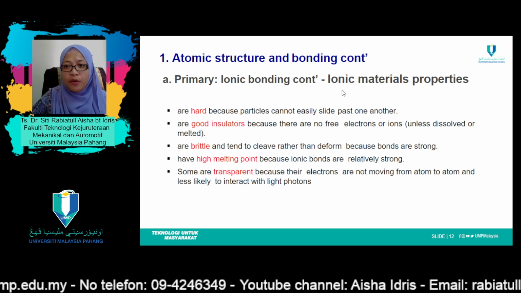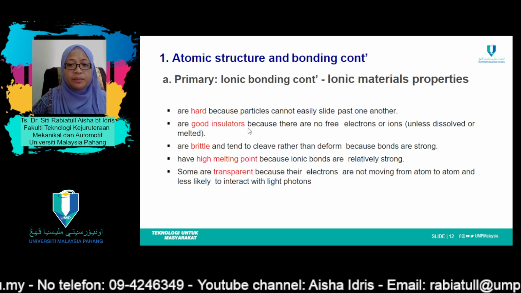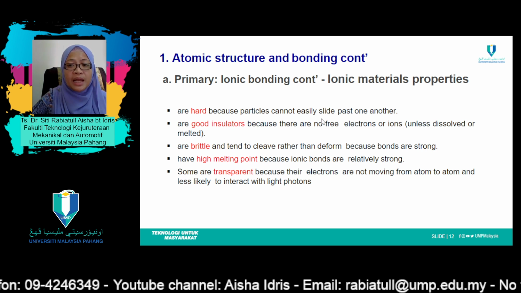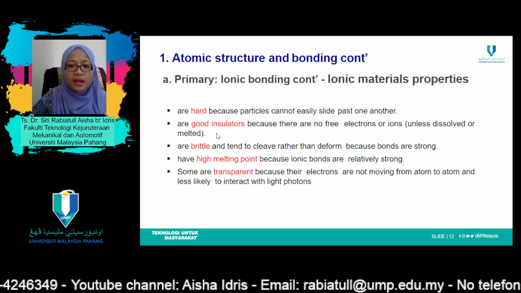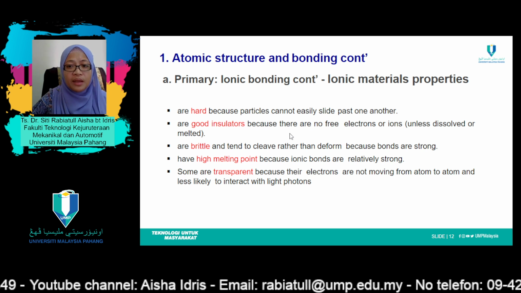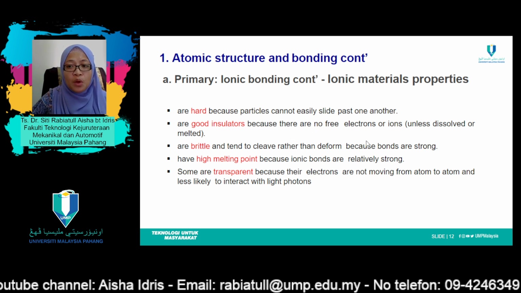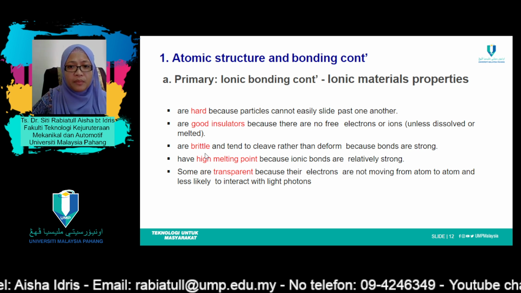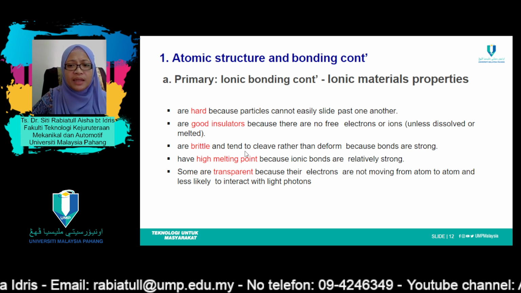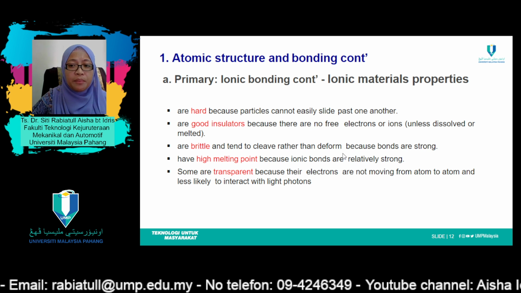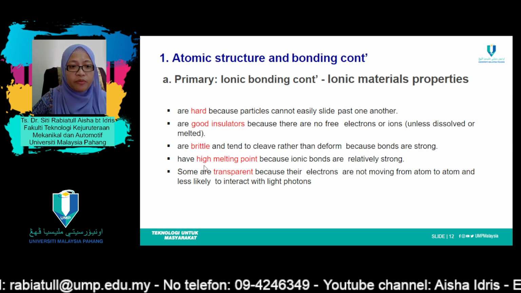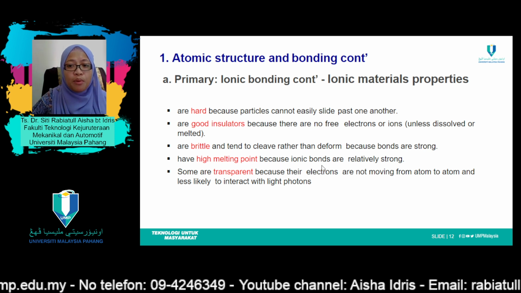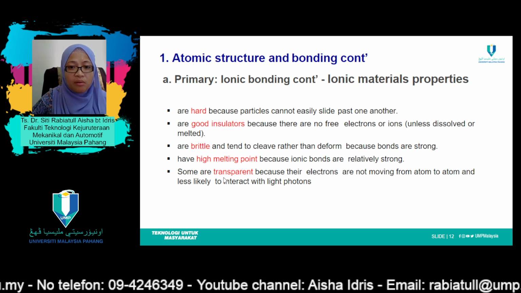As for the ionic material properties, number one, ionic bonding is actually very hard because particles do not easily slide past one another, and they are good insulators because there are no free electrons or ions. Number three, ionic bonding is brittle and tends to cleave rather than deform because the bonds are strong. Number four, it has high melting points because ionic bonds are relatively strong.